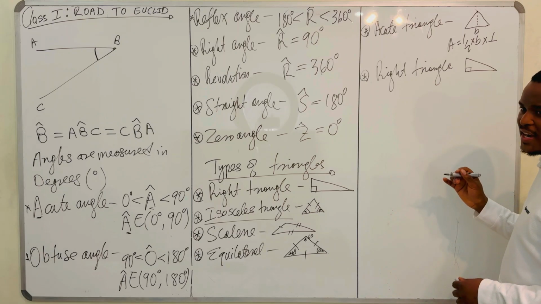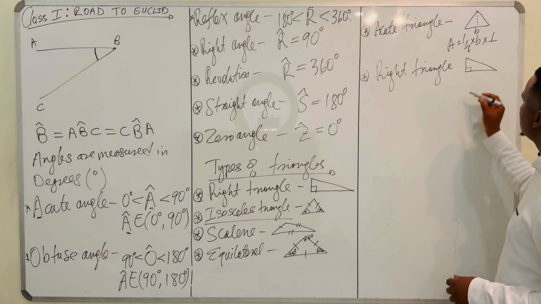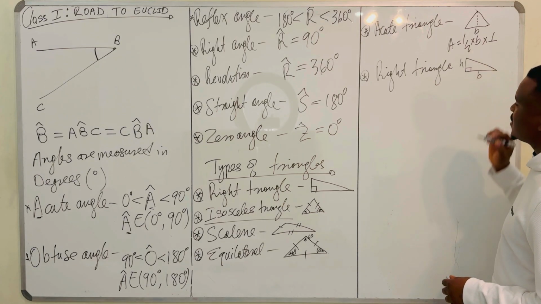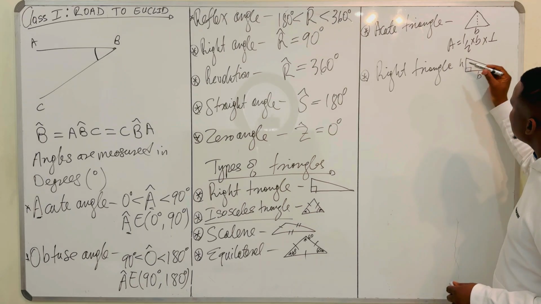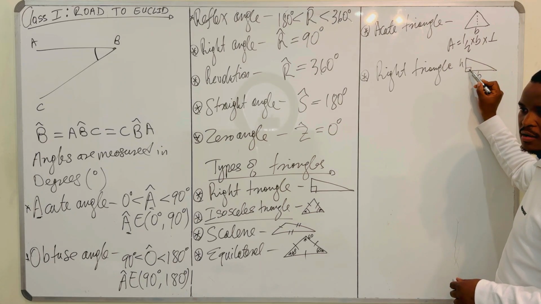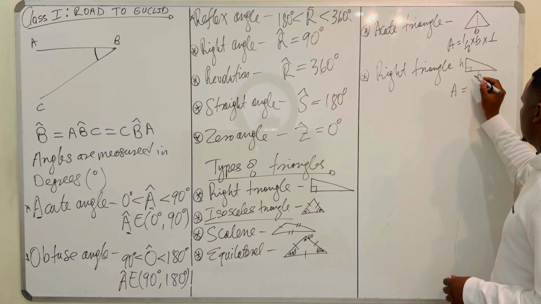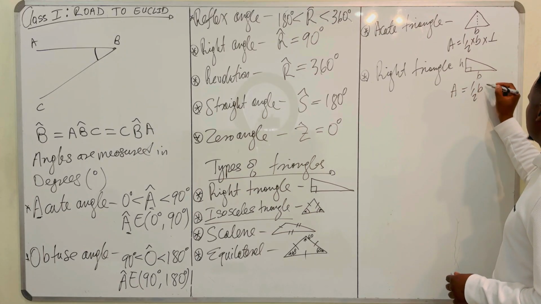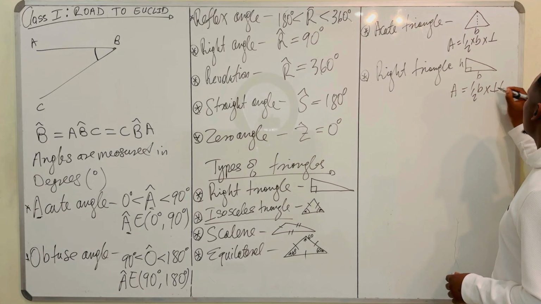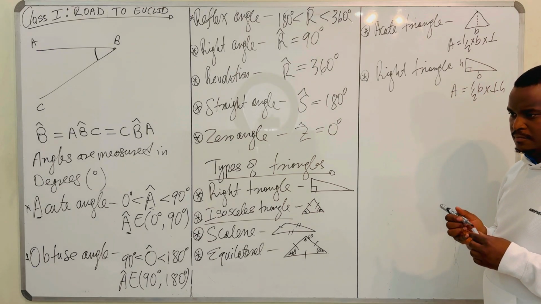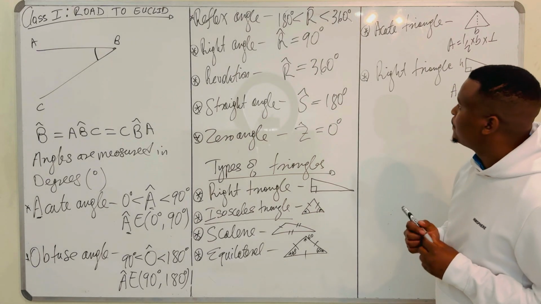If you want the area of it, it's half your base times your height. And you can see that height is a perpendicular height as well. Are you guys with me? So the area of this triangle will be half your base times the perpendicular height, which is that. Is everyone happy? Yes. No problem.